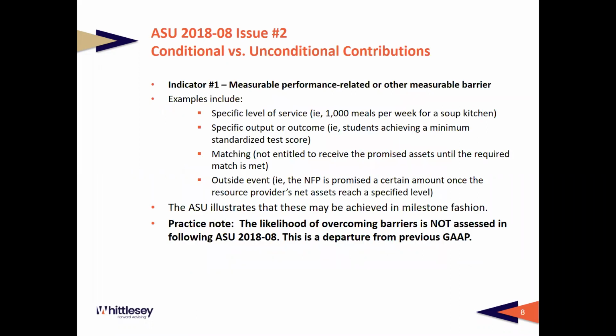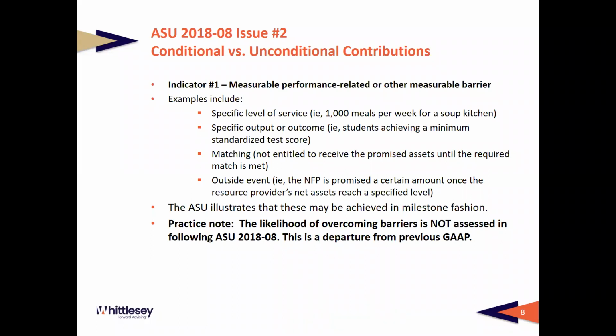So we have some examples of these 3 indicators that the FASB provided. These are tools you can use to determine if a barrier exists. One is a measurable performance-related barrier. Examples would be a specific level of service, like 1,000 meals a week for a soup kitchen, or a specified outcome, such as students must achieve a minimum standardized test score.